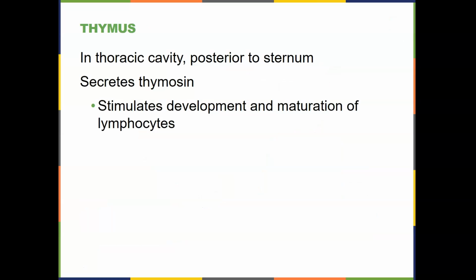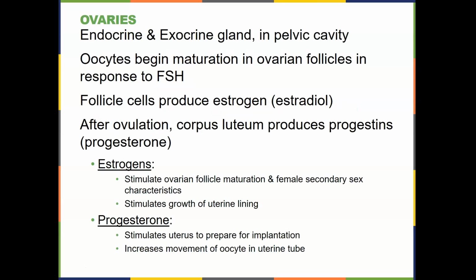The thymus is kind of superior to the heart. Excuse me, here I am yelling again. Posterior to the sternum, so the thymus is behind the sternum. The thymus produces thymosin, and that stimulates the development and maturation of lymphocytes, white blood cells, which is happening at the highest rate when we're young, but starts slowing down as we enter adulthood and mature into later adulthood.